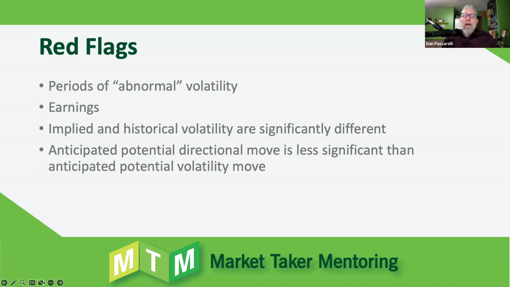So, there's lots of ways to deal with the Vega trap, whether it's a high implied volatility regime, there's earnings. Sometimes implied and historical volatility can be significantly different. If you look at any volatility charts right now, you will find some stocks like that, where implied volatility has just been living above historical volatility for a long period of time. And, when the anticipated directional move is less significant than the anticipated potential volatility move, which is how my earnings trades work.